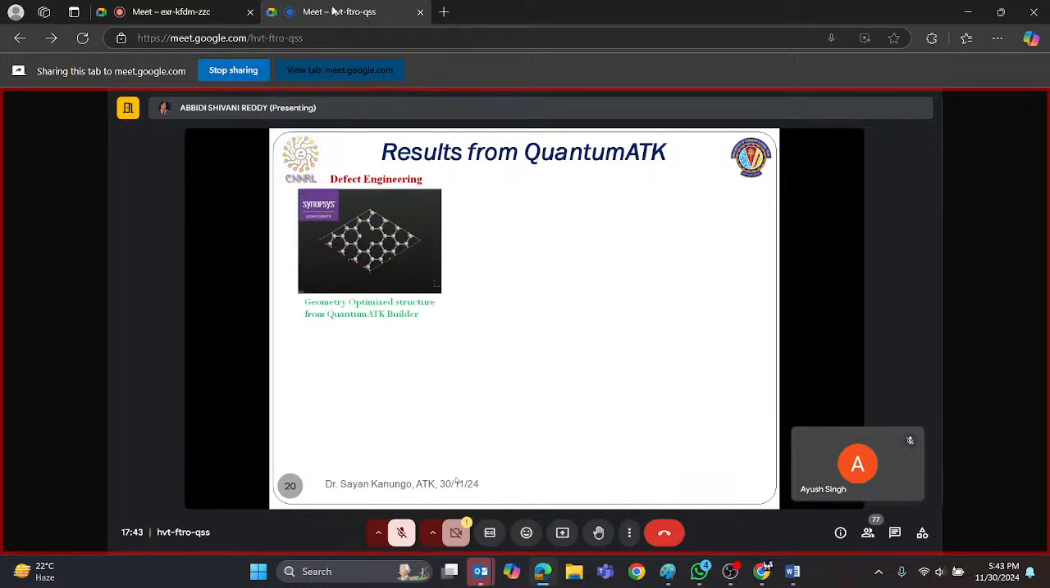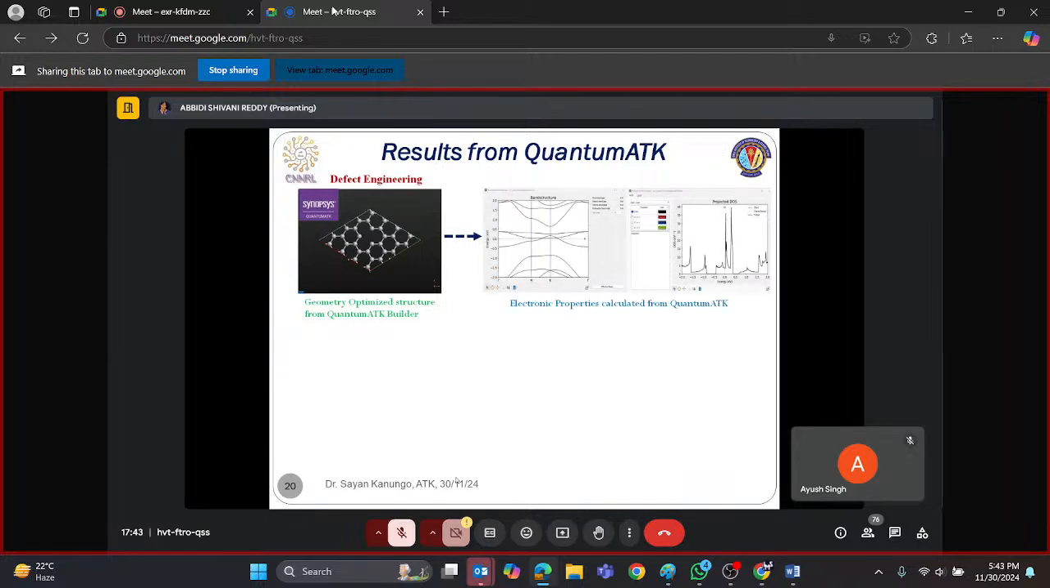In this demonstration, we have considered a supercell of graphene and we have introduced a single carbon vacancy in the supercell of graphene. And then we have to geometrically optimize the structure in Quantum ATK builder, and with the help of the DFT simulations, we can calculate the electronic properties in Quantum ATK software. As our results indicate, the presence of a single carbon vacancy notably influences the E-k structure near the Fermi level of graphene.